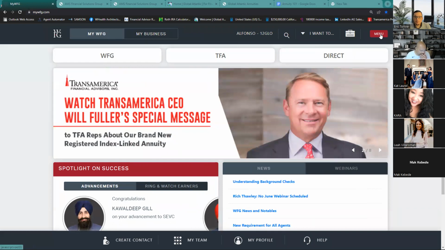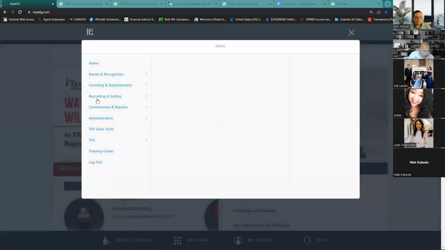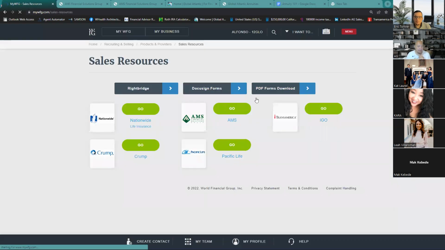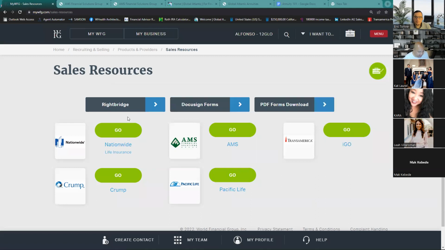So you go to menu, you go under menu, and under recruiting and selling, product providers again, sales resources, and you find this here. Now just know that RightBridge is here. You can find RightBridge here.